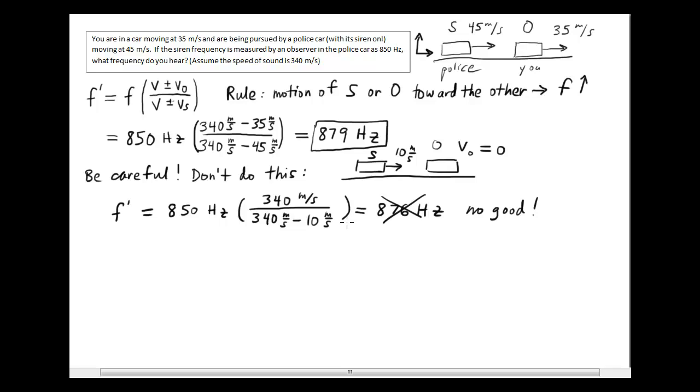Well, I hope this example helps to illustrate a simple Doppler effect problem. There are some more challenging ones on your homework, and I hope you get to work on those. I'll see you in class.